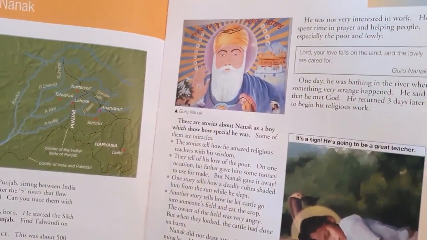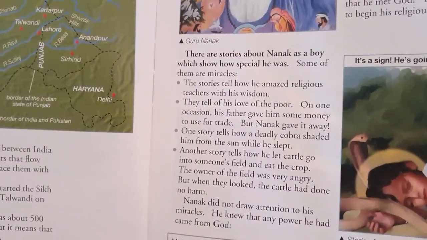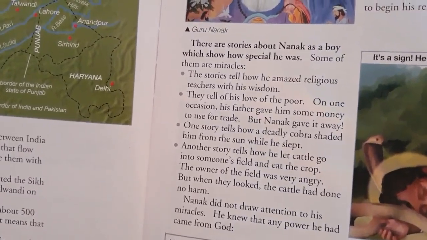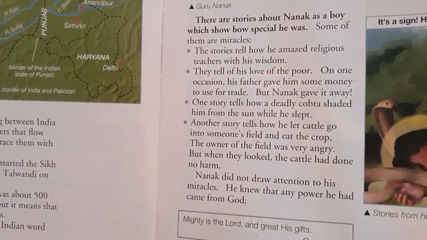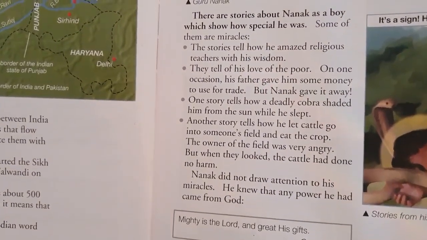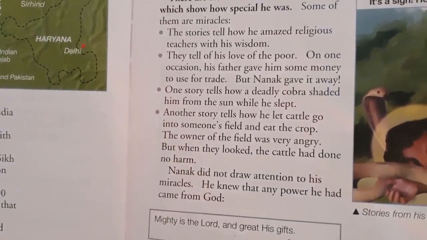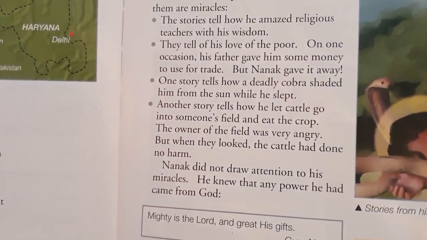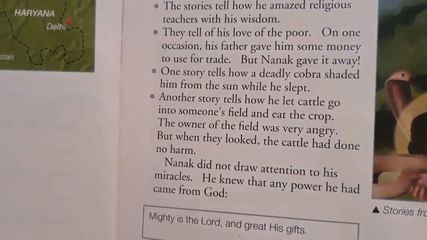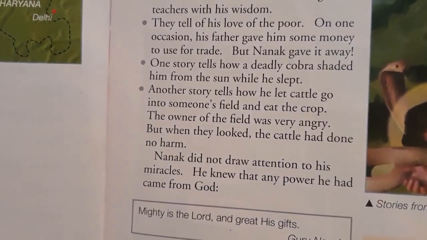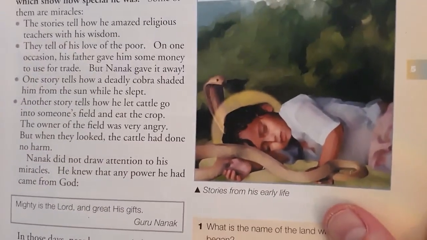So here's a picture of Guru Nanak, and it says in the next bit, there are stories about Nanak as a boy which show how special he was. Some of them are miracles. The stories tell how he amazed religious teachers with his wisdom. They tell of his love for the poor. On one occasion, his father gave him some money to use for trade, but Nanak gave it away. One story tells how a deadly cobra shaded him from the sun while he slept. One day, there's a picture of that, look.